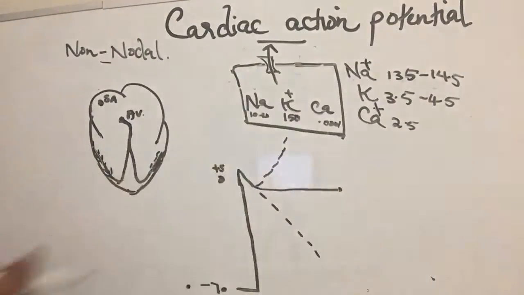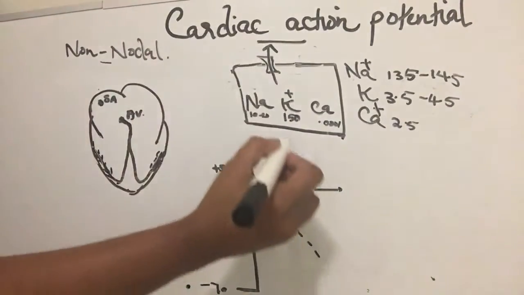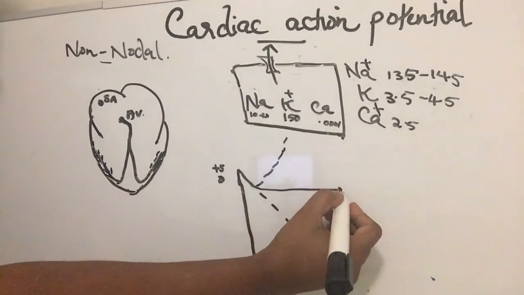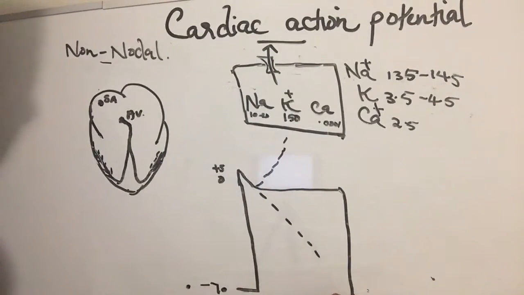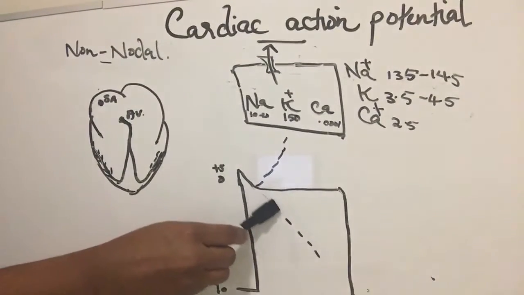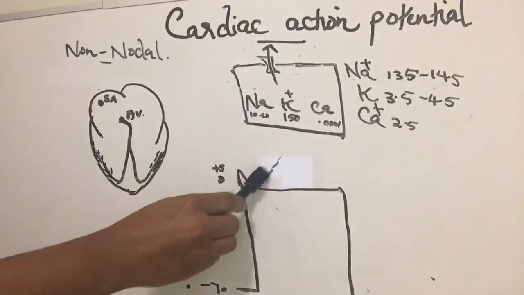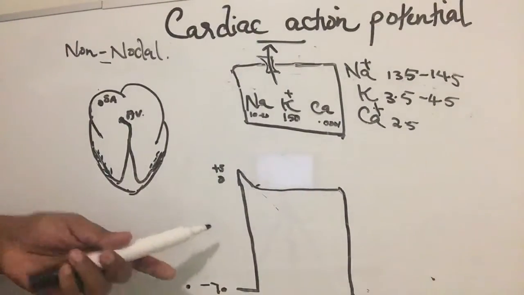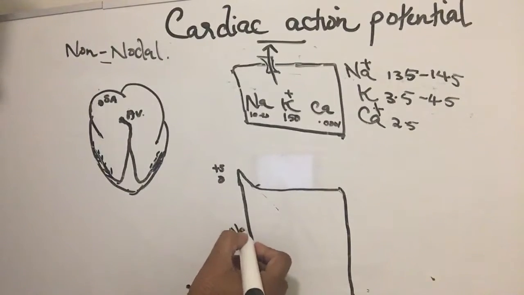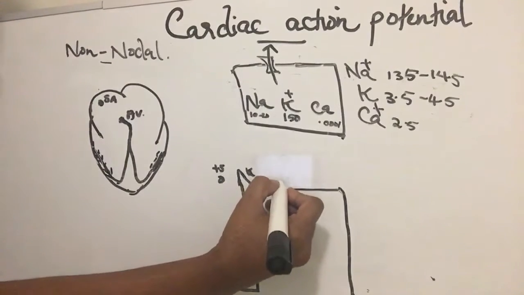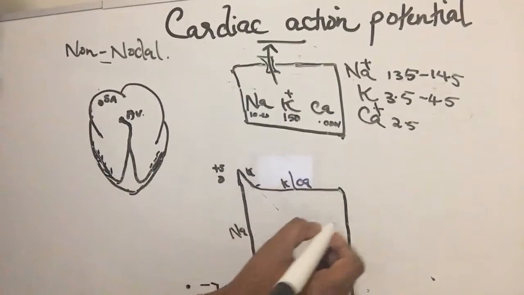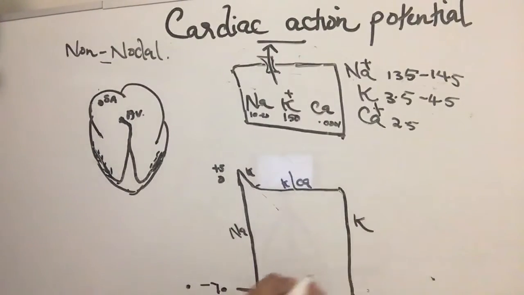So the calcium gate closes, but the potassium gate is still open, and potassium is going out from the cell, making the cell negative now, and back to its baseline. So this is called the sodium phase, the potassium phase, where potassium gets out from the cell, and this is potassium and calcium. This is the potassium phase, and the cell is back to its normal stage.